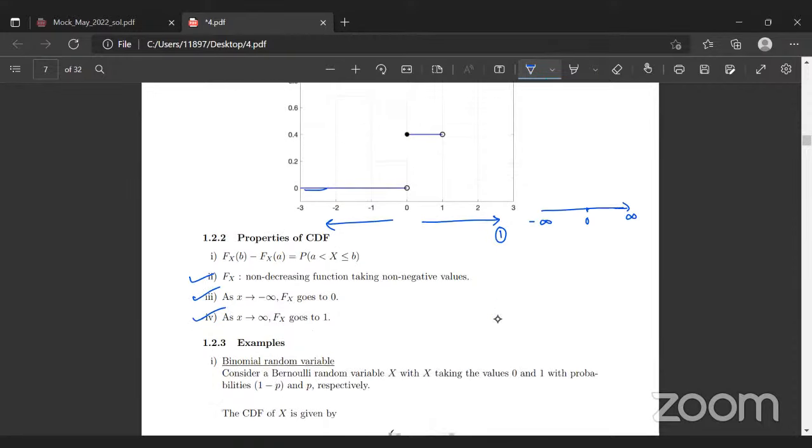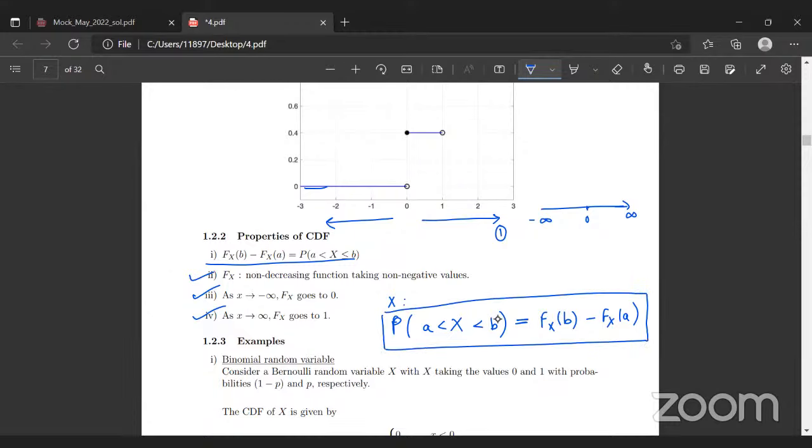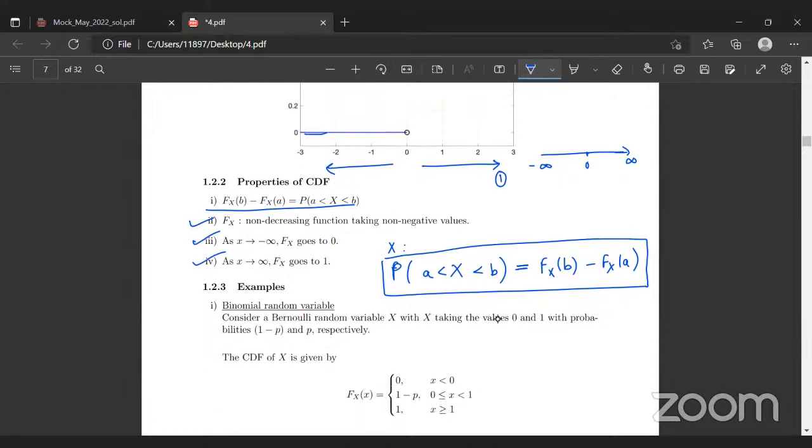One more property for the CDF is this: if you take any two points for a random variable X, and you want to find the probability that X lies between some a and b, we define this using the CDF as F_X(b) minus F_X(a). This is also very important to remember. You can also derive this using the definition.